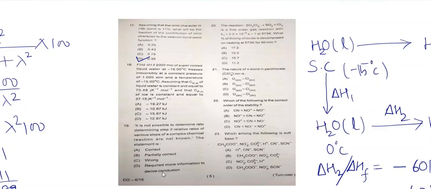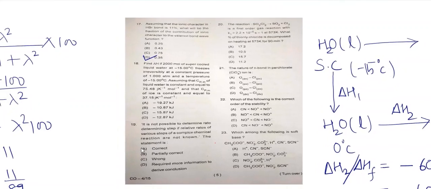So I can say that option A is the correct answer. Since "not possible" is given, option A can be the answer. I am not sure. If you are sure and can justify the answer, you can tell in your Telegram channel or in the comment box of the YouTube channel.